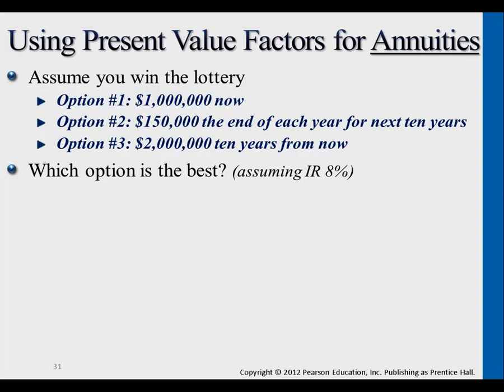Now that didn't confuse you. Now we're going to do that for the annuities. Let's say you won the lottery. You have three options. You want either the whole amount right now, or a portion of it at the end of each year for 10 years, or you want 2 million, I'm sorry, 2 million 10 years from now. So you have three options. You won the lottery, you just need to decide which one is better. We're going to assume that our interest rate is 8%.